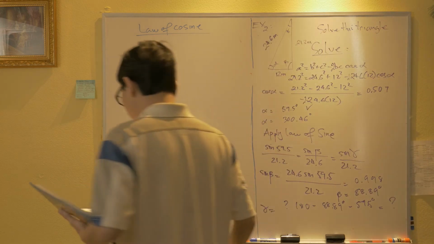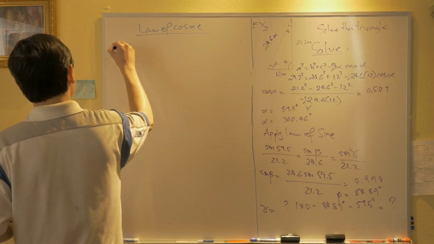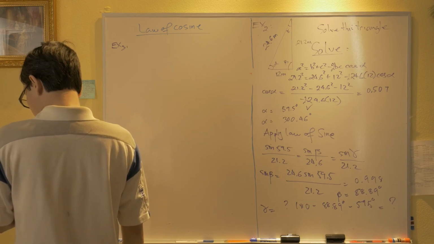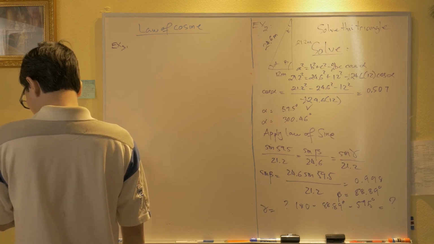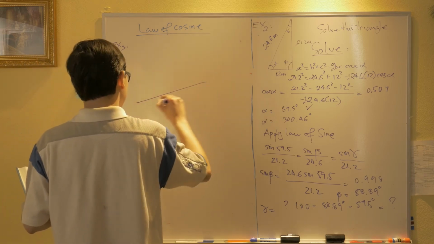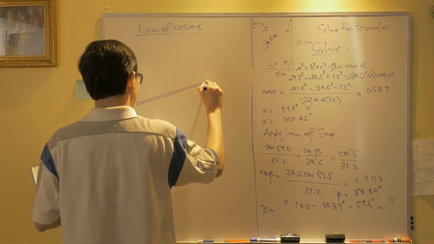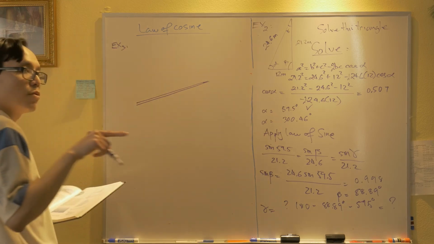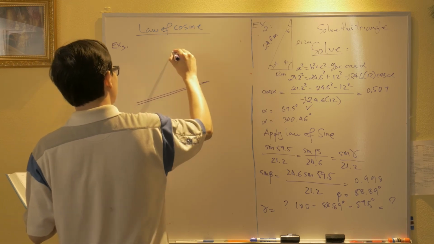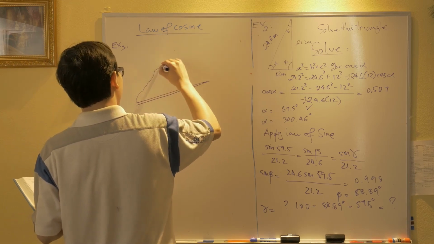So example 3, application. I have a tunnel for hydroelectric power. The tunnel looks like this, and the tunnel is kind of going through the mountain. So the mountain is like this, kind of like that.